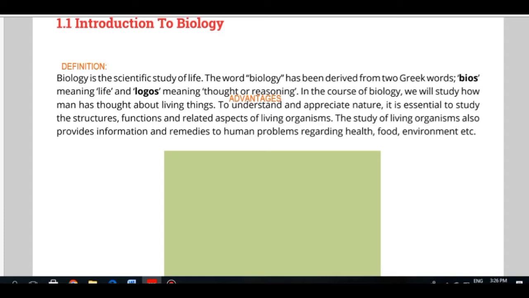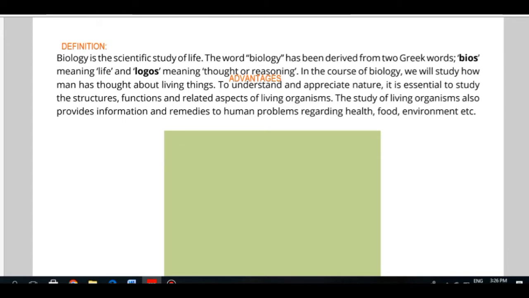So first we have a heading over here about the definition of biology. Biology is defined as the scientific study of life, and the word biology has been derived from two Greek words: bios meaning life and logos meaning thought or reasoning. Next are the advantages. The advantages are to understand and appreciate nature, for which it is essential to study the structures, functions and related aspects of living organisms. The study of living organisms also provides information and remedies for human problems regarding health, food and environment.